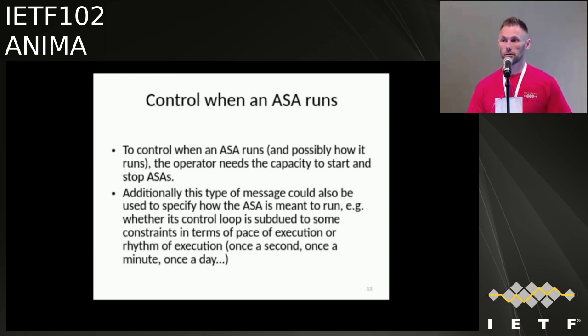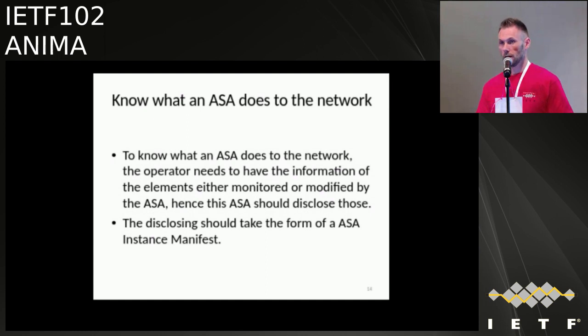So then there are a number of steps when the actual autonomic functions are running on the network, because ultimately you just want to say run and everything will be perfect. But there will be some stages where you want, as an operator or as other functions, to be able to control the behavior of those ASA. So this is when you want to control when they run. So we need additional types of message to actually turn them on and off or change their operational regimes. Next slide, please.